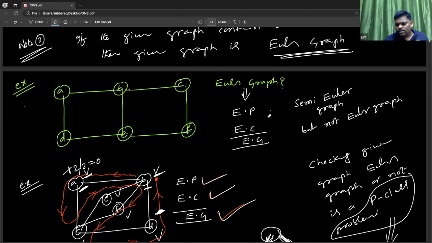Remember. So just start and finish it off. Now, can you help me? Is this graph an Euler graph or not? Yesterday it was so difficult. Now please let me know. You can easily say this.